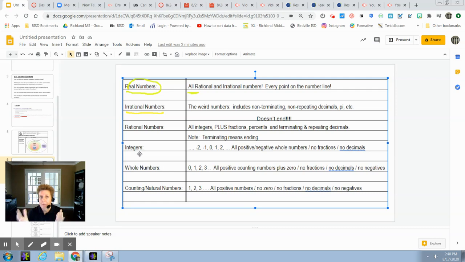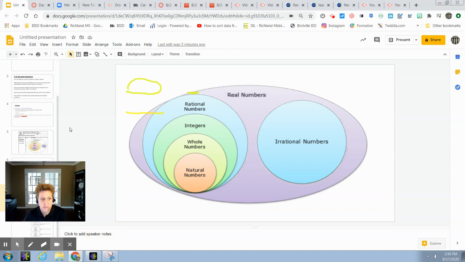If the decimal repeats, let's say you have 6.12121212 forever and ever, that would be a rational number because the decimal repeats. I think that's about it. I'm going to speed this up so this video isn't so long. So let's fill in a few of these.